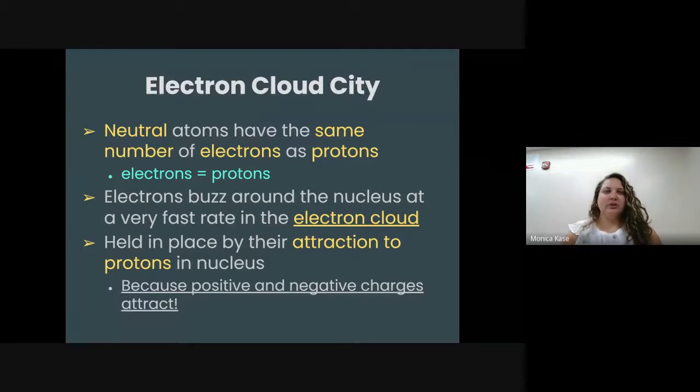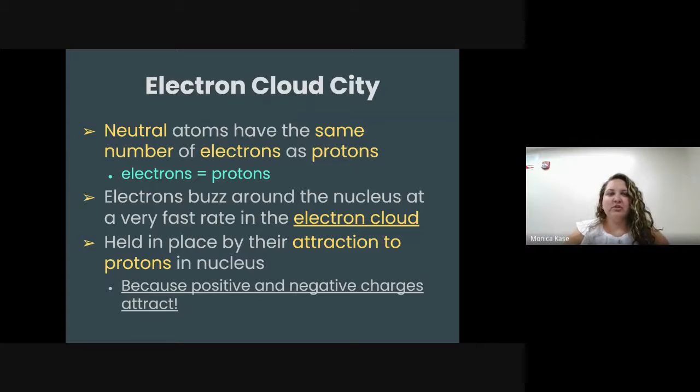All right, so we are going to start going over Unit 1.2, electrons, ions, and isotopes. So the electron cloud: neutral atoms have the same number of electrons as they do protons. I'd write this at the top of your periodic table. If you don't have it out, please pause this video and make sure you have that on your screen. So electrons equals protons when we have a neutral atom.